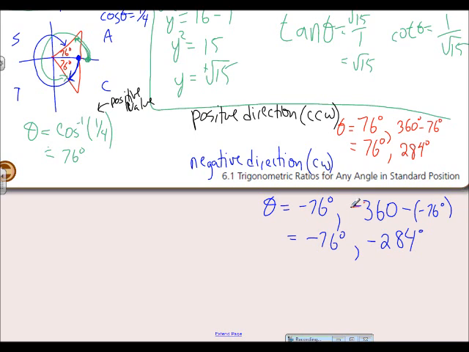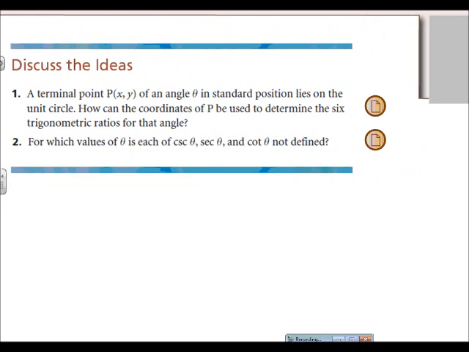Our final answer, put them in order from lowest to highest. Our four answers now are negative 284 degrees, negative 76 degrees, 76 degrees, and 284 degrees. If you wanted to, you could put plus and minus 76, plus and minus 284. All right, so that was a fairly intense lesson. Good luck with that. Answer these two questions here.